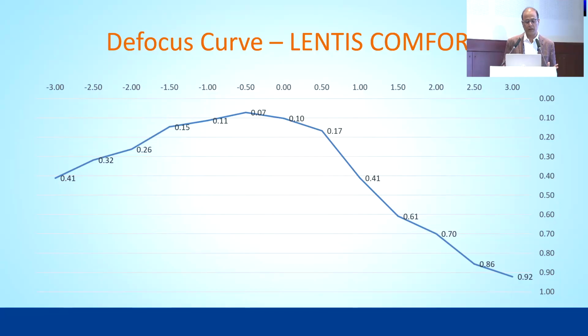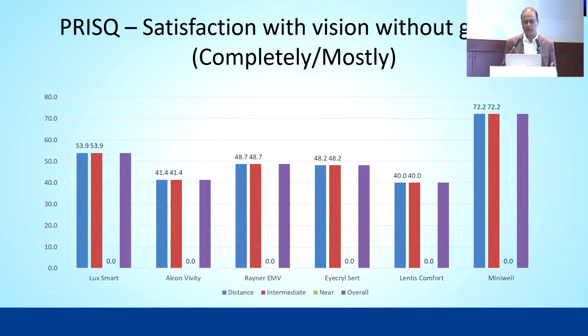Especially when we do Rayner EMV, we do a micro monovision where one eye we correct fully and the non-dominant eye we target a little minus 0.5. With that, near and intermediate vision improves a lot, even in Rayner EMV cases. And this is Minivel. If you see the PRESBYOPIA satisfaction survey, most of the patients were very happy with all the types of lenses. Minivel was exceptionally good in this regard. Most of the patients were free of near vision glasses.